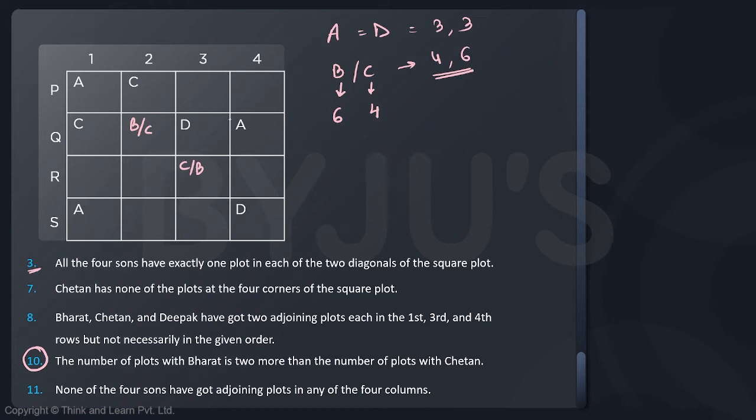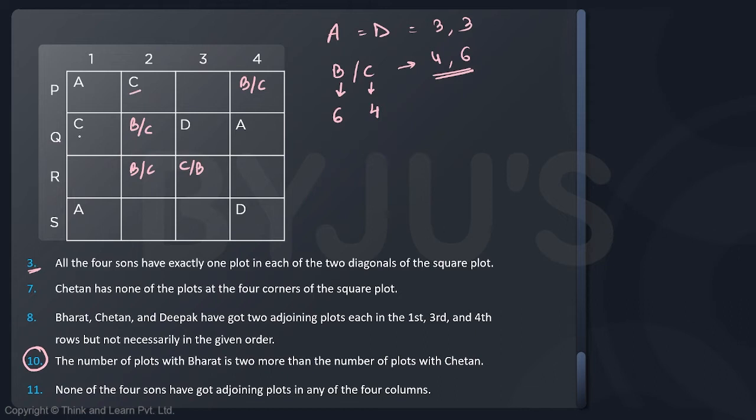Similarly, in the other 2 diagonals, the remaining 2 places must be occupied by B and C because A and D are already there. Now, one thing becomes quite clear from here: out of these 2 places, in this diagonal, one of them would be with C, and out of these 2, one of them would be with C, and C has got only 4 plots.